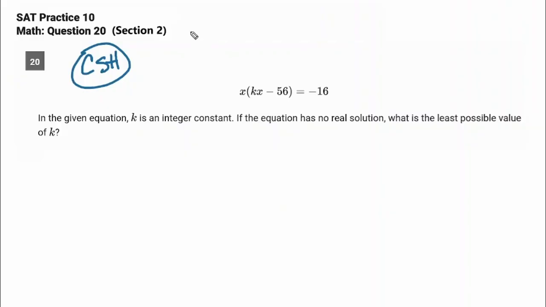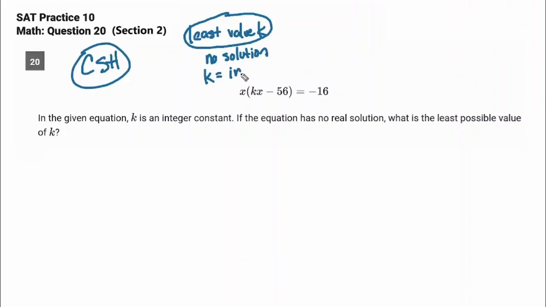So let's write down what we're looking for. Let's circle it. And then there's two other really important pieces of information. What are they? No solution, and k is an integer constant. That's vital. Start by writing the equation. Anybody can do that. And what should you do here? Just PEMDAS. Get rid of this parentheses. If you do that, you'll see you have a quadratic equation.